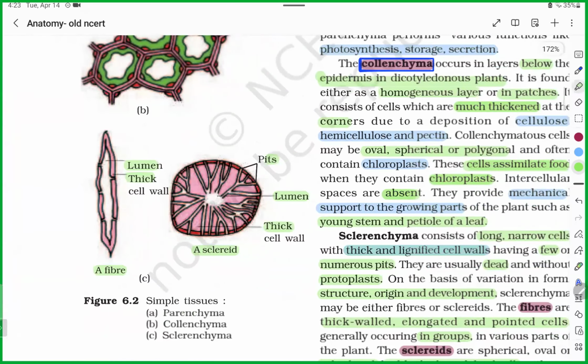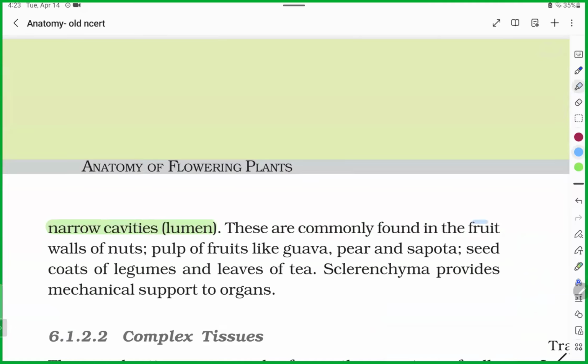Where these sclereid are present, they are present in the fruit wall of the nut because very hard, like almond. Pulp of fruits like guava, pear and sapota. Why? Because hard in early stage. Then seed coat of the legumes, seed covering of the leguminous plant is very hard, and in the leaves of the tea. All these are the hard structure. In hard structure, you see sclerenchyma. And only purpose of sclerenchyma is mechanical support. Why? Because very hard. Wherever you see dead material means sclerenchyma.